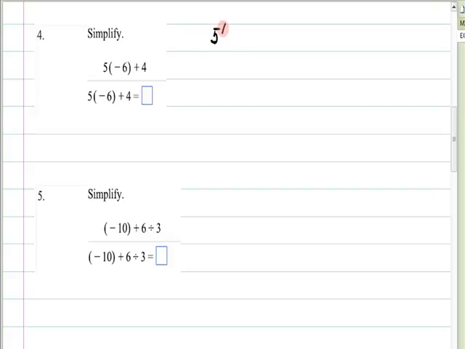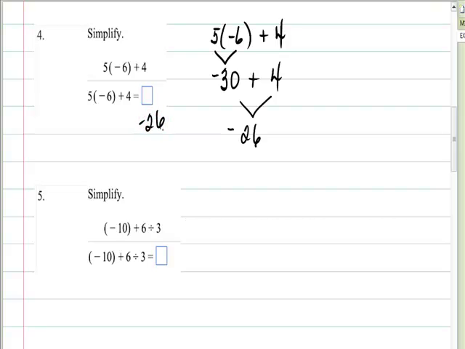I have 5 times negative 6 plus 4. Order of operations would tell me to multiply before I add. In the multiplication rules, a positive times a negative gives me negative 30 plus 4. Now it's addition. I shift gears in my mind to the addition rules. If I have a negative 30 and a positive 4, I'm going to subtract. 4 from 30 is 26. The big one was negative, so it is negative 26.